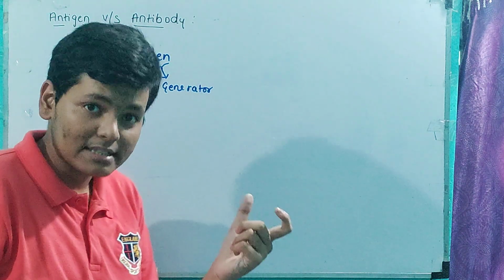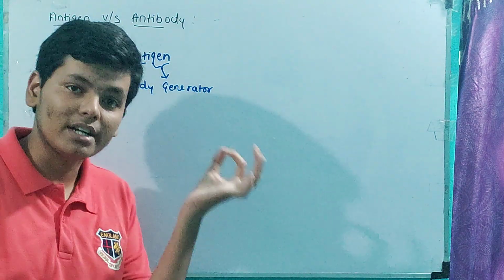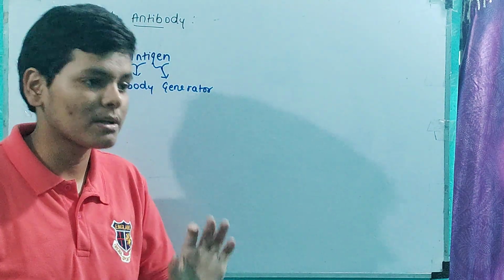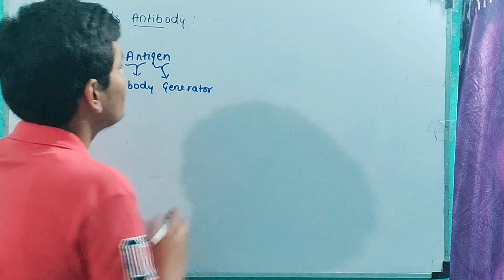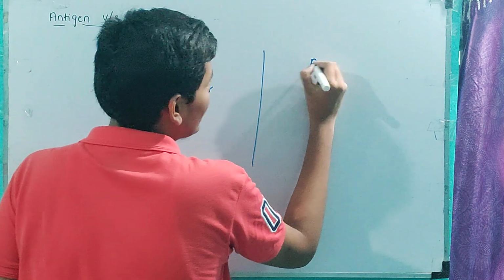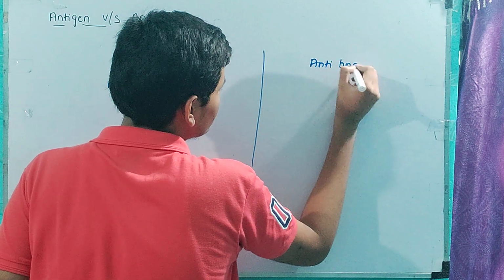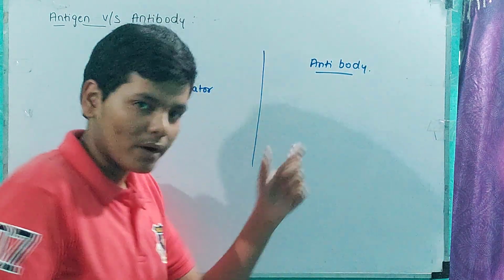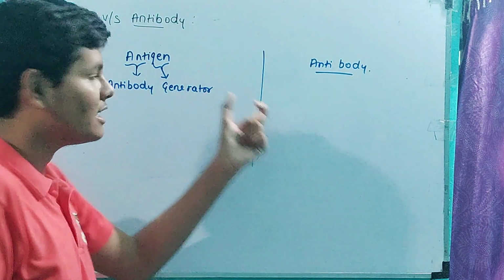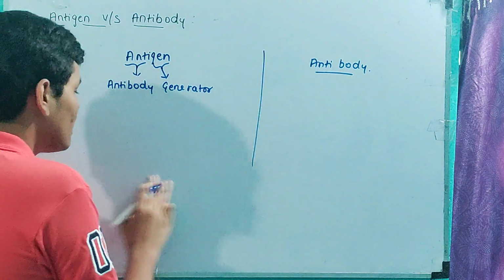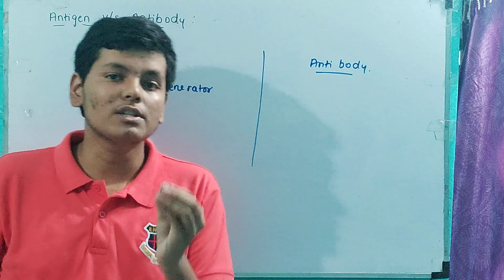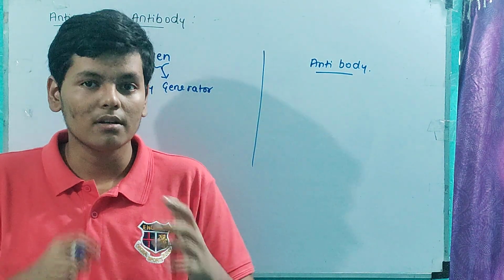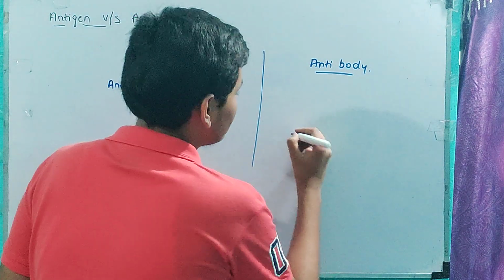So antigen is nothing but a substance that can generate antibody. Not a substance, but a site that is present on some cells which can generate antibody. And then the second one is antibody. This antibody searches for the antigen to destroy it. Now, to understand the concept of antigen and antibody, let me give you a small analogy with the concept of vaccine.